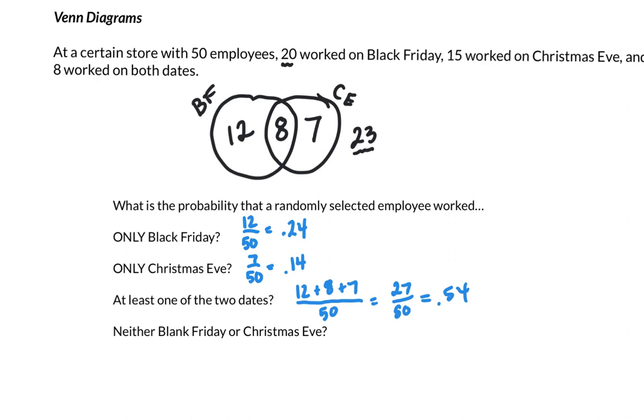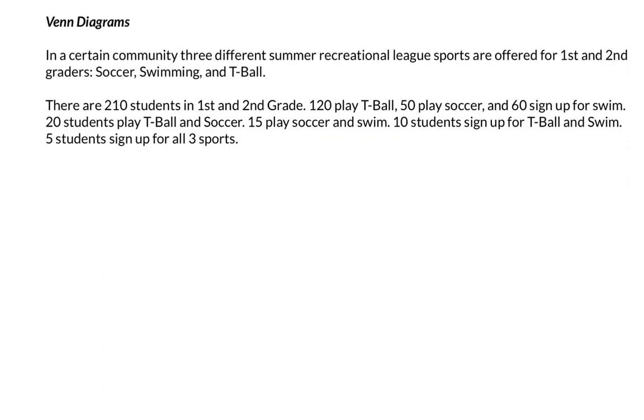Neither of those dates. Well, again, we already figured out that 27 people worked at least one of those dates, so the other 23 didn't work any of them. 23 out of 50, or 0.46. So again, it's just a way of organizing information that can make it a little bit easier to grab the numbers. Let's do a little more complicated one.